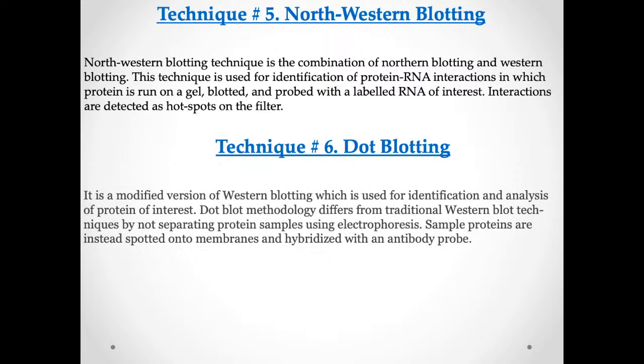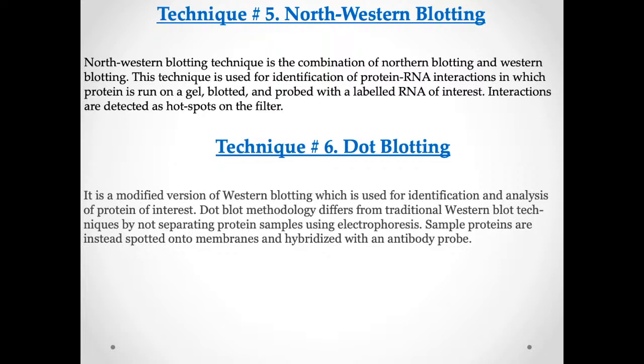The northern western blotting is a technique which is a combination of northern blotting and western blotting, and this technique is used for the identification of protein RNA interaction, in which protein is run on a gel, blotted, or probed with a labeled RNA of interest, and interactions are detected as hotspots on the protein.